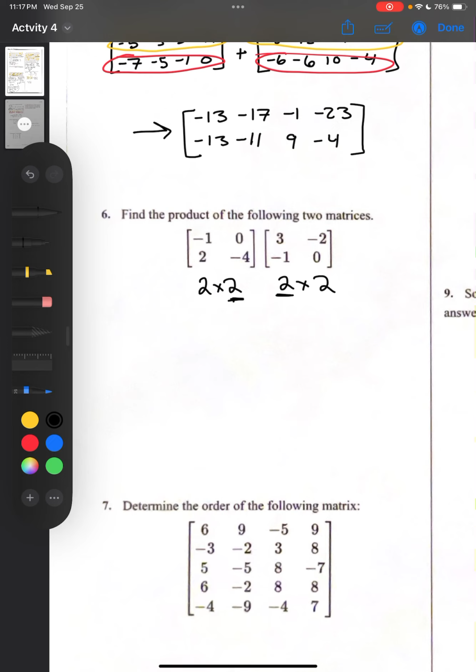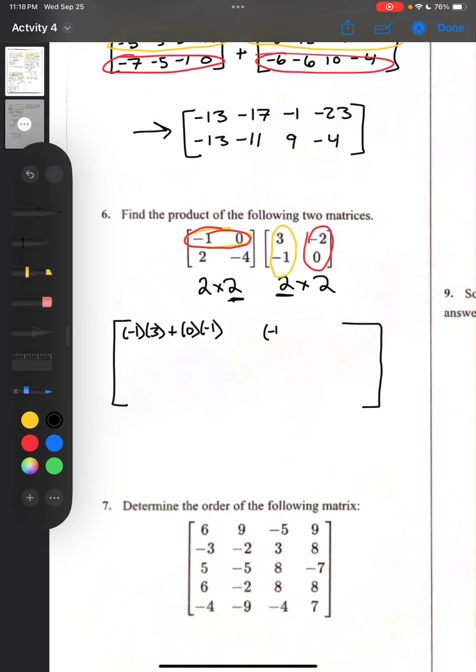So here, I'm going to do the row times the column. That gives us -1 times 3 plus 0 times -1. Then we do that same row, but the different column that goes over here: -1 times -2 plus 0 times 0. I'm using different colors so we don't get them switched.